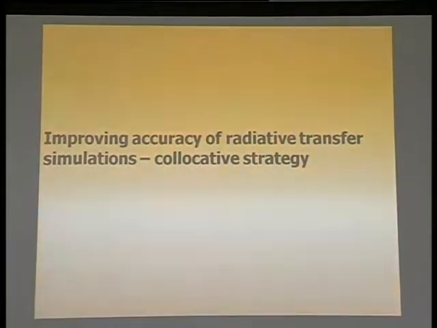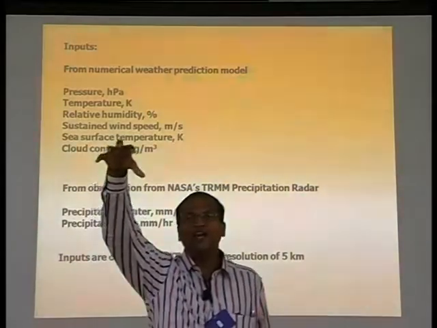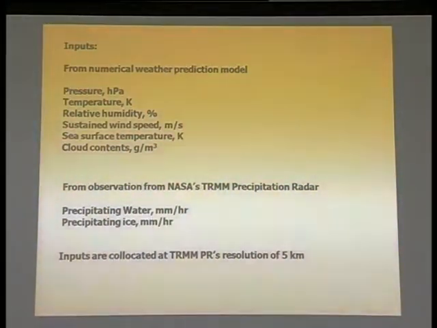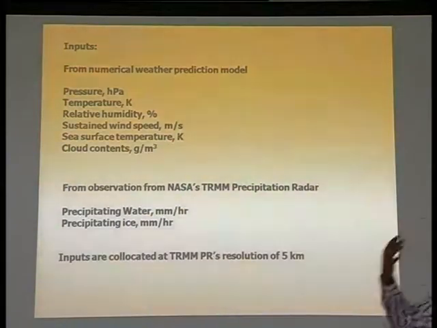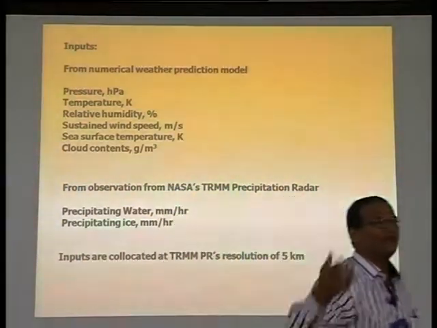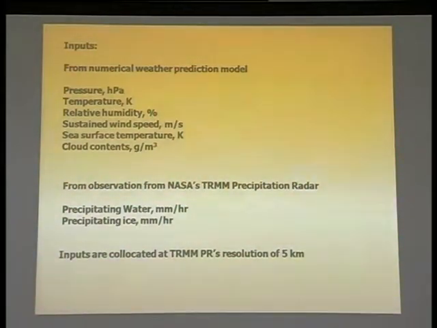So we used a collocative strategy. If you want to train the radiative transfer model, we run the mesoscale model from 00 hours up to 6 hours or 12 hours. At the end of 6 hours, it generates temperatures, humidity, hydrometeors and all that. We use this to train our radiative transfer model and compare it with observations. Again, the problem is, the hydrometeors are not very good.